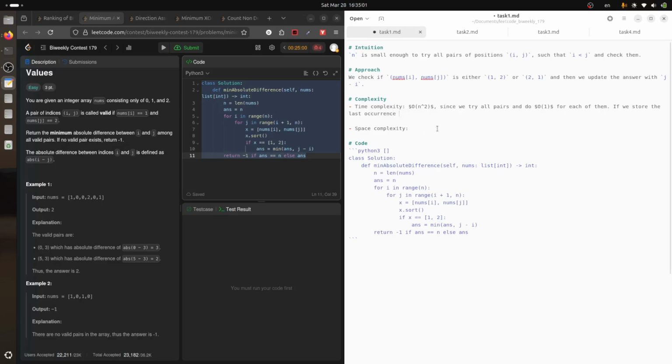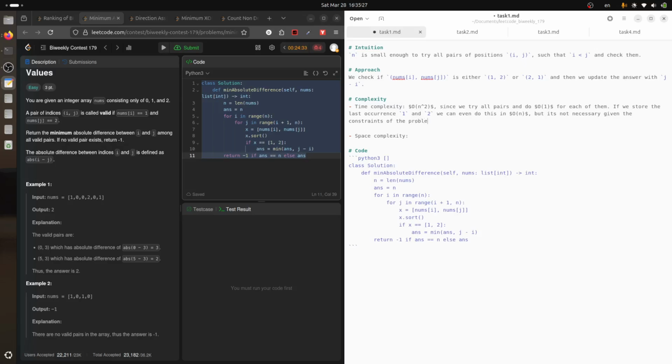Occurrence. If we store the last occurrence of 1 and 2, we can even do this in O(n), but it's not necessary given the constraints of the problem. Space complexity of O(1), since we only use a couple of extra variables. So I think everyone who listens to this understands.